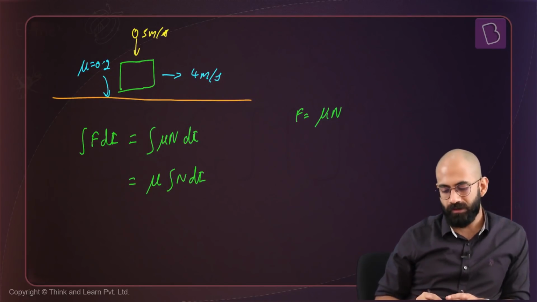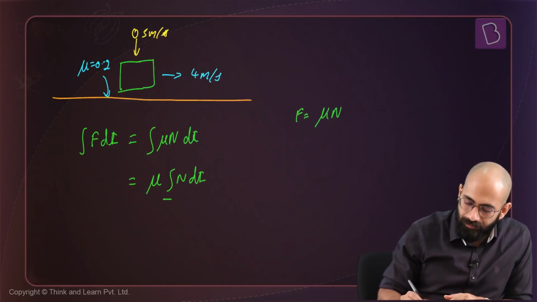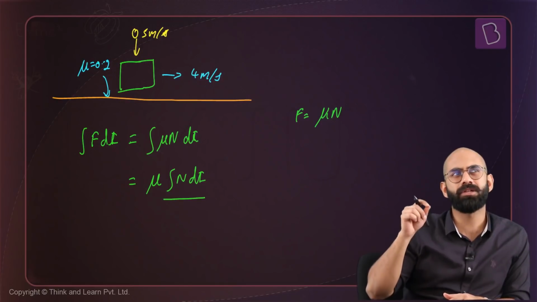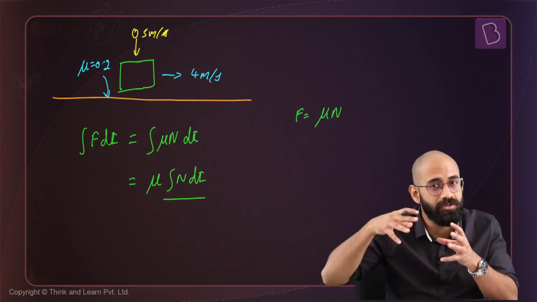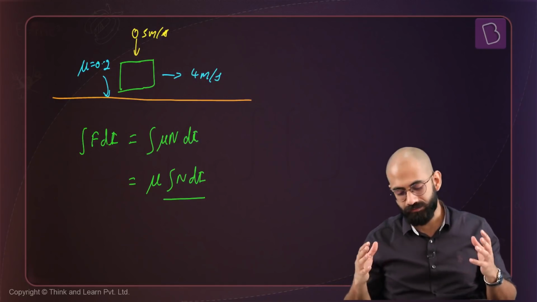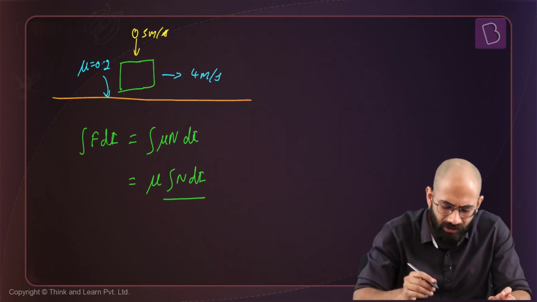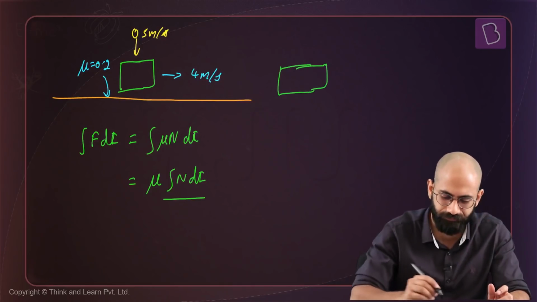So now we found that the impulse produced by the friction force is equal to mu into the impulse provided, or the impulse produced by N dt, into the impulse produced by the normal force, because integral N dt is the impulse produced by the normal force, right? So how will we find out the impulse produced by the normal force?